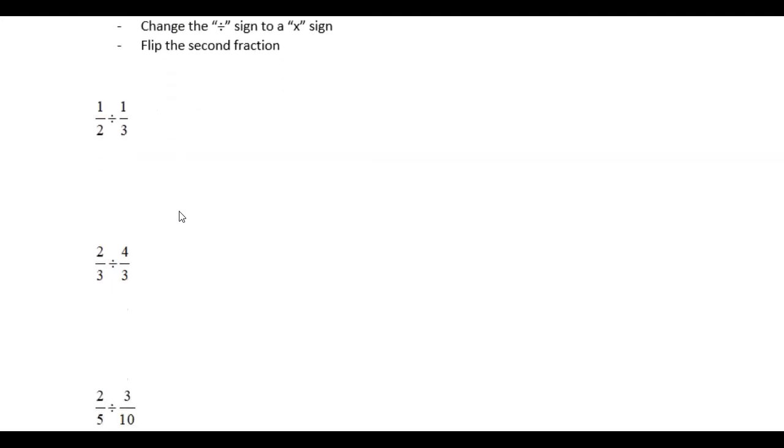All right, so I've got several examples here for you, which I'll go through. So our first question, let me just get my pen ready. We've got a half divided by a third. So remember our 3 steps. We keep the first fraction, we change the sign, and we flip the second fraction. So what I mean by flip is our denominator comes on top and our numerator goes on the bottom. So instead of having 1 over 3, we have 3 over 1.